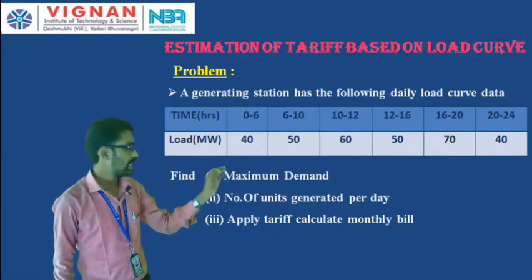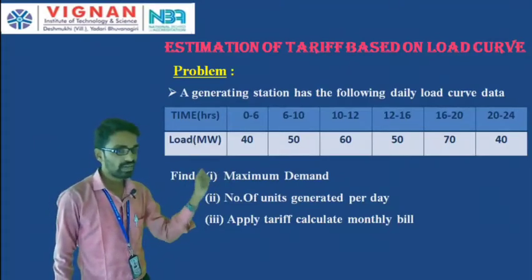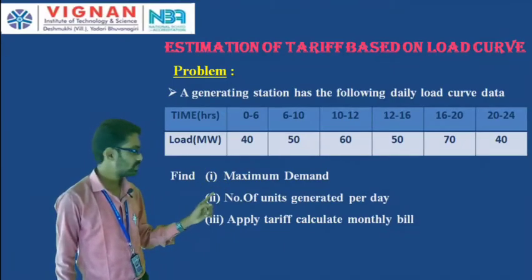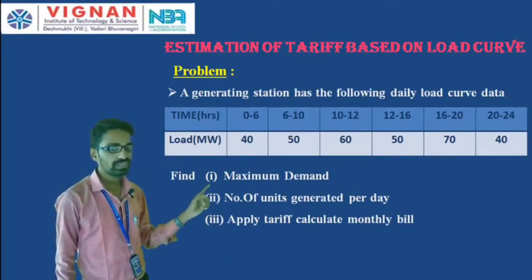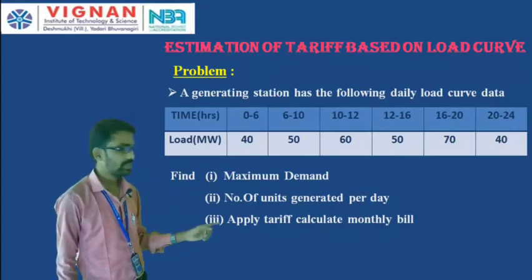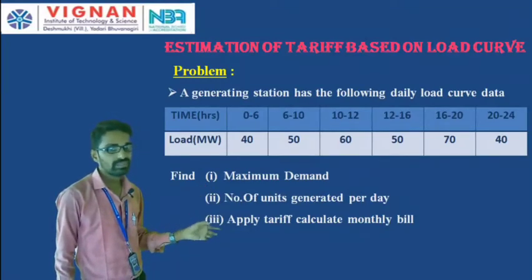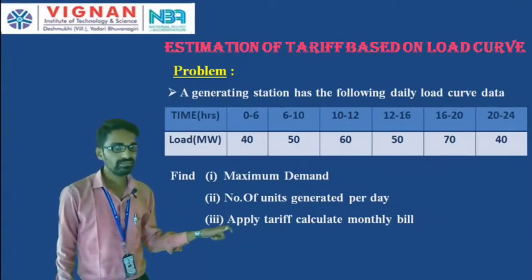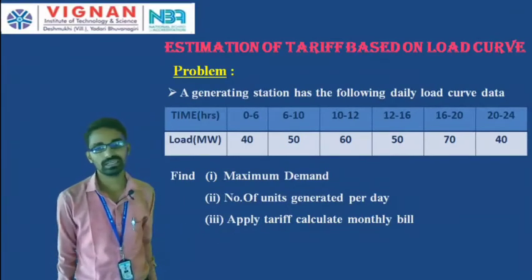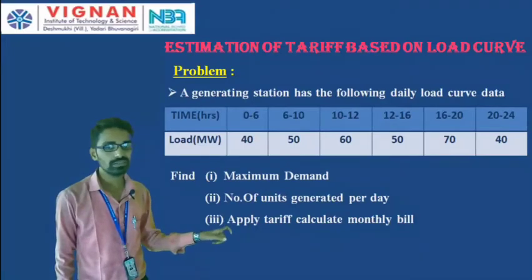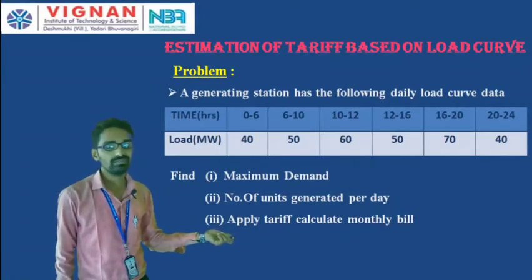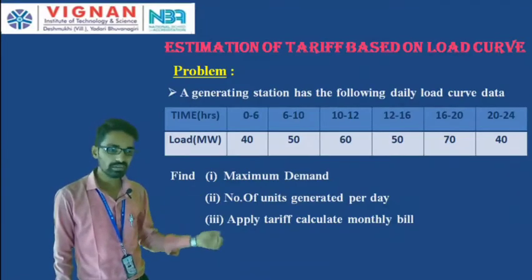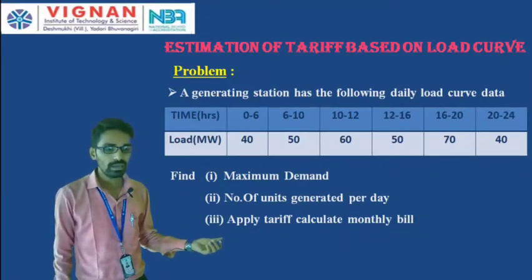Here they are asking us to find the maximum demand. The first one is the maximum demand, the next one is the number of units generated per day, and the third one is to apply the tariff and calculate the monthly bill. We have to calculate how much electricity bill you are going to get, based on that tariff. We are going to calculate that theoretically and compare it with the program.